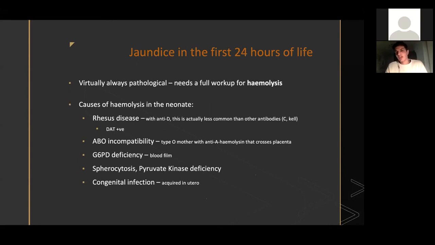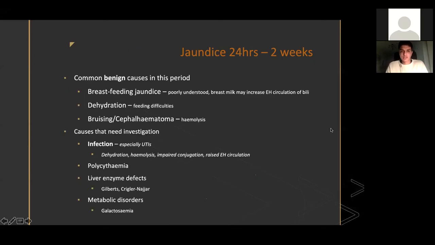24 hours to 2 weeks, and 2 weeks plus. That's how you should break it up. That's how I've broken it down today for you. Right, jaundice 24 hours to 2 weeks. So commonly, you have benign causes. At this point, you are not worried about the child. Bear in mind that the bilirubin can still go to a dangerous level. Even though the cause is benign, the bilirubin can still go to a dangerous level. So it's still important to address the bilirubin before you get kernicterus, right?